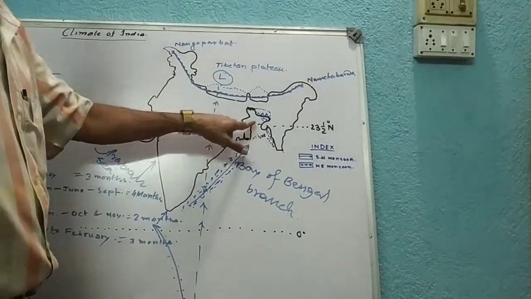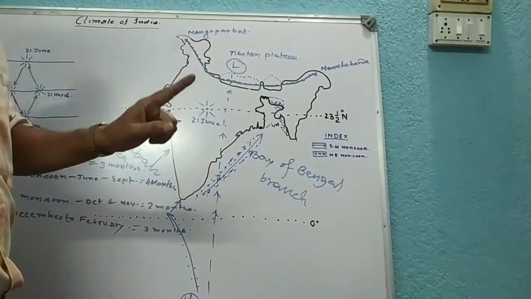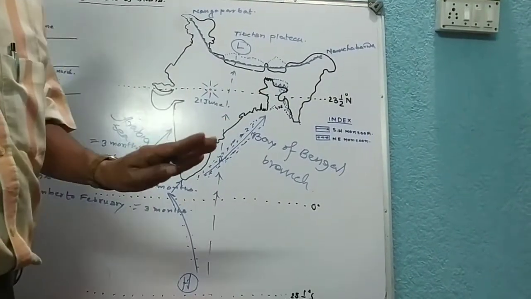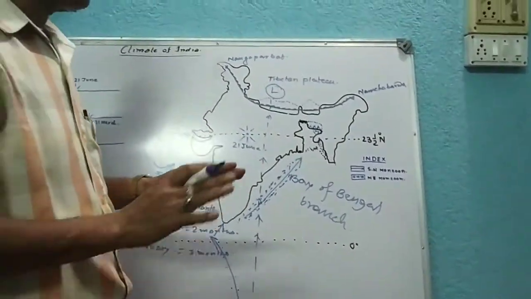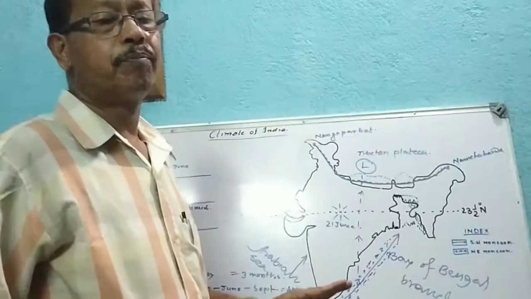Most of the part of Bangladesh, the physiography of Bangladesh, is plain in nature because it is totally clay deposited plain land.